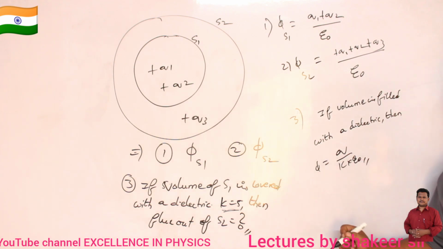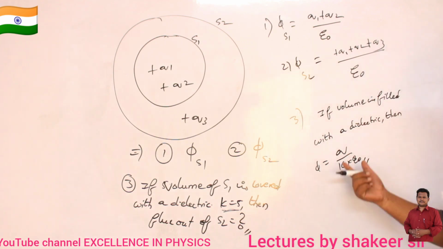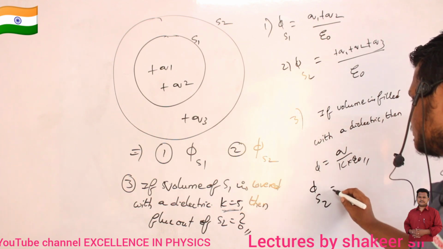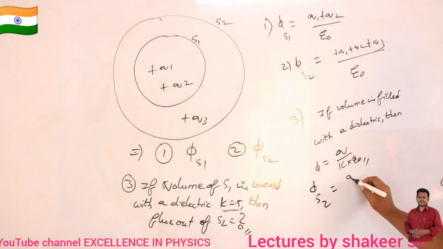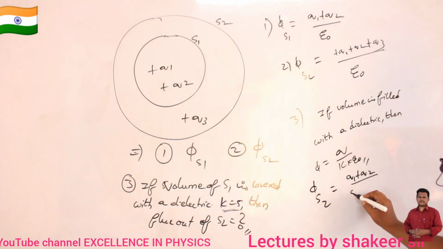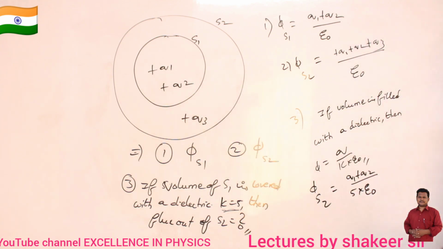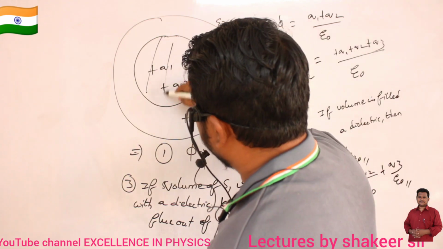Clear? The flux decreases by how many times? Flux lines will decrease by K times. K value is how much here? 5. That's all. So what is the flux coming out of surface S2? First of all, due to surface S1, it is Q1 plus Q2 divided by 5 into E0. Then the flux due to Q3 is also present, so plus Q3 divided by E0. This is how I have to write, because in between S1 and S2 there is no dielectric. The dielectric is present only in surface S1.